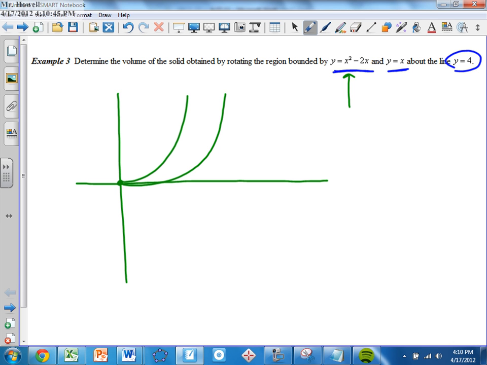So that's the one we're going to look at really. Not that it matters right now, because we're just sketching. It doesn't really matter because we're just sketching. So that's that first part right there. And y equals x. Y equals x.